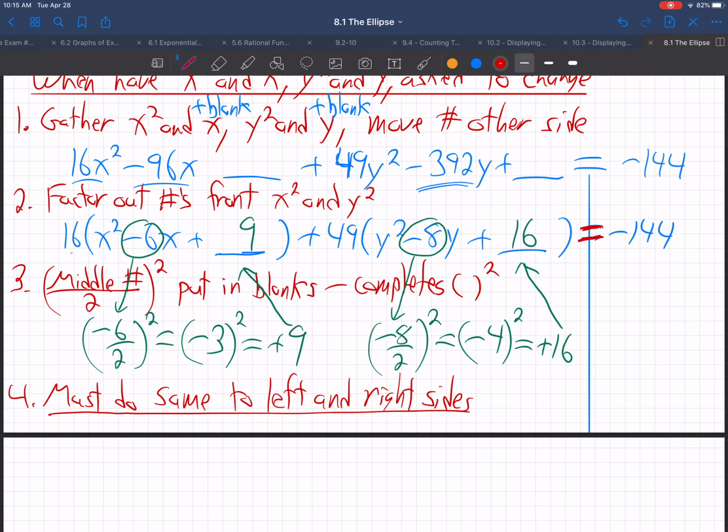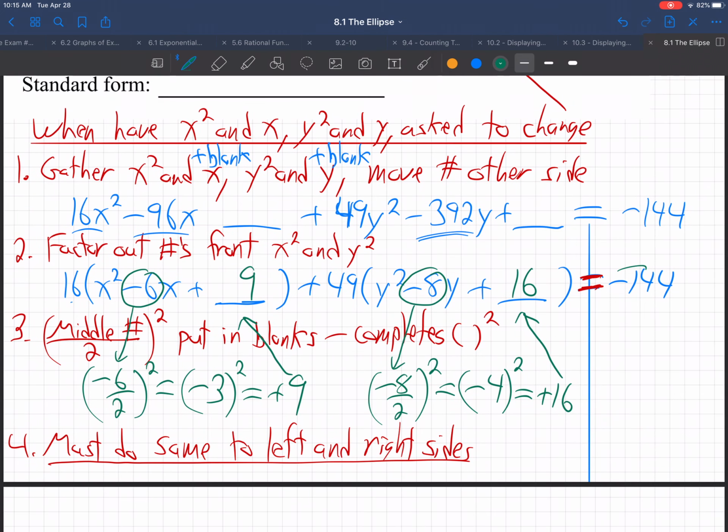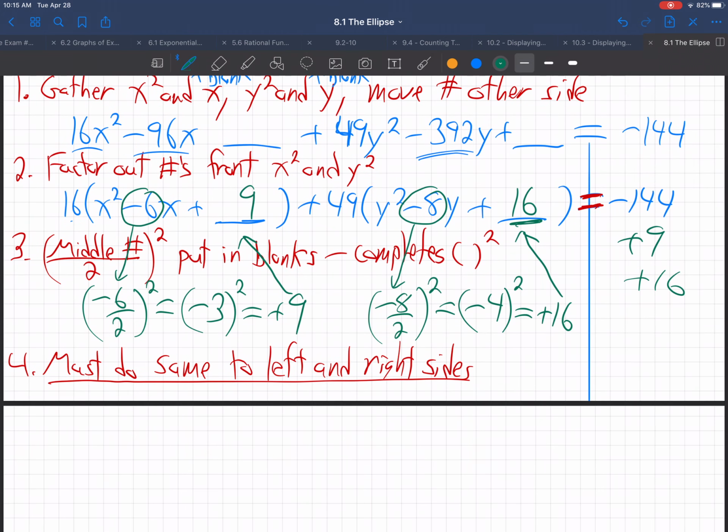So now you might say, okay, well, that's easy. I added a 9 on the left side, so I'm going to add 9 to the right side. And I added 16 to the left side, so I'm going to add 16 to the right side. No, that's not correct. You didn't just add 9, did you? By putting a 9 right here, it's under the influence of a 16. That 16 is going to multiply it. So you really added whatever 9 times 16 is to the left side. Do you see that?